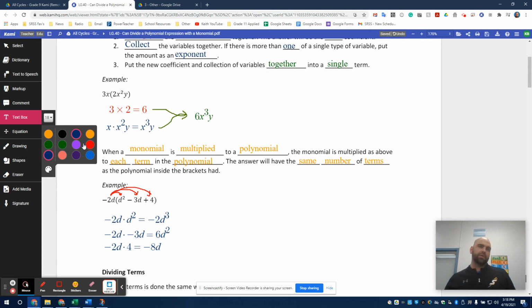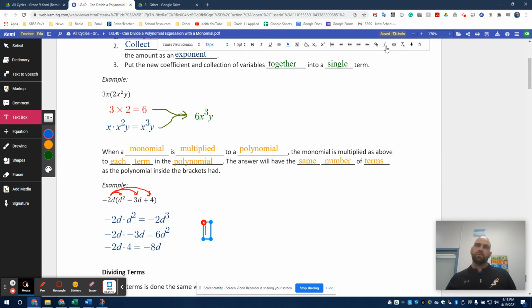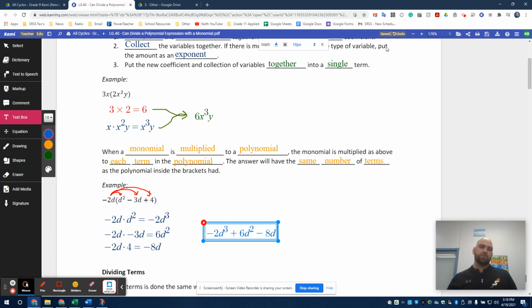We combine all 3 of those. Again, we have 3 terms because we have 3 terms inside the brackets, so we have 3 individual terms: negative 2d cubed plus 6d squared minus 8d. You'll notice each term has been multiplied by the monomial. That's a review of multiplying polynomials. We do the coefficients together, and then the variables together. Just like with our exponent laws, we add the exponents together. That is a part of multiplying terms with a polynomial.